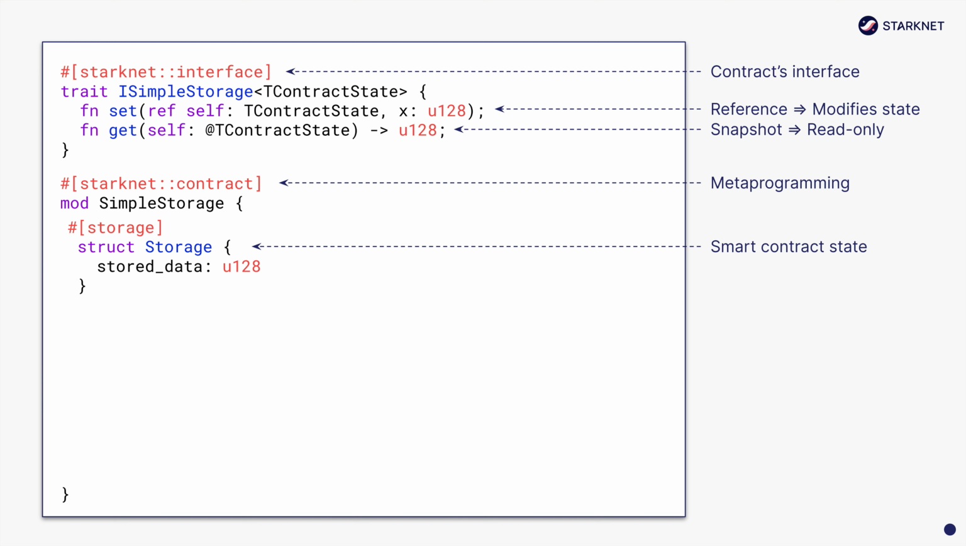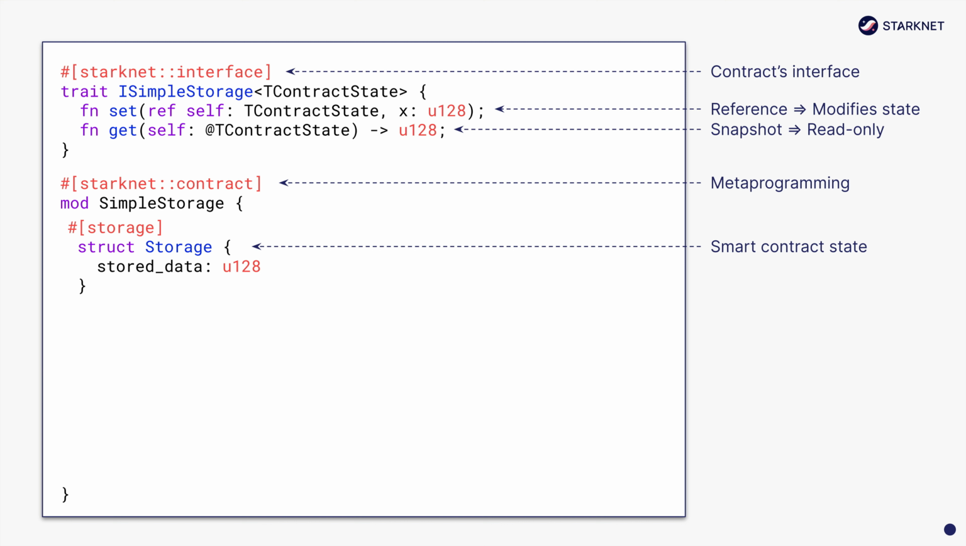A method can receive the state as a reference using the keyword ref if it plans to change the internal state during its execution. On the other hand, a method can receive the state as a read-only version of the smart contract state if it only plans to read from it without modifying it.